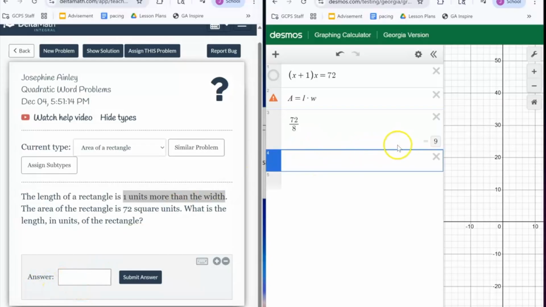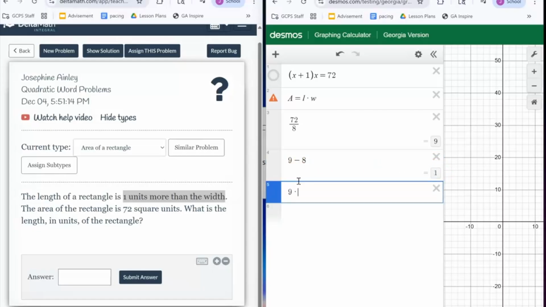So I'm going to check that, right? So 9 minus 8. 9 minus 8, is there a difference of 1? Yes. So what London was saying is that if I take 9 times 8, I'm going to get 72. So my length and my width must be 9 and 8. And the reason I know that this works is because their difference is 1.